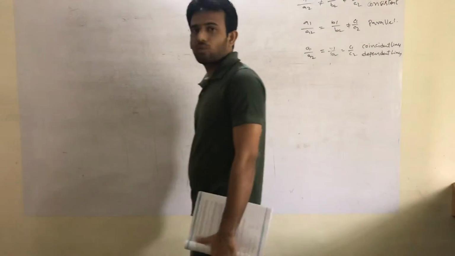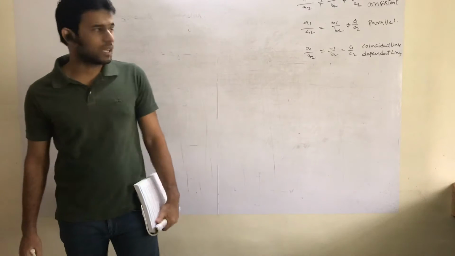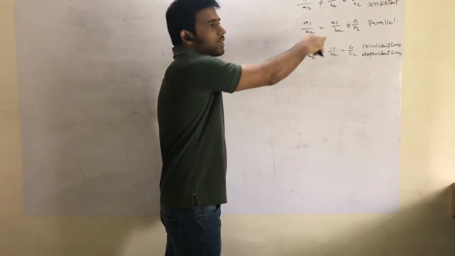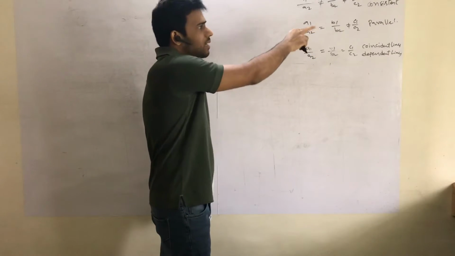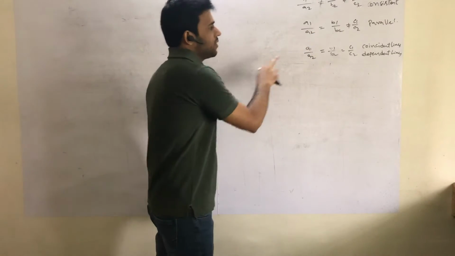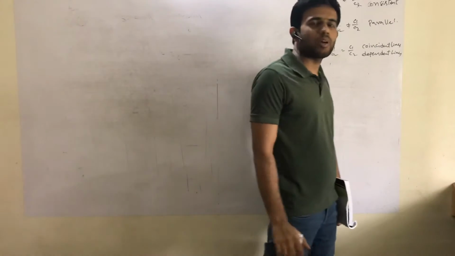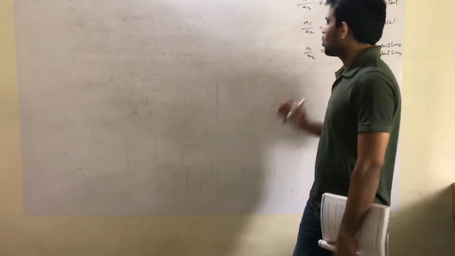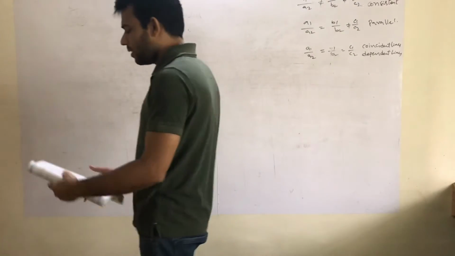If none of them are equal, then we can say they are intersecting lines. If a1 by a2 is equal to b1 by b2 but not equal to the ratio of the constants, then they are parallel lines. And if everything is equal, all the ratios, a1 by a2 equal to b1 by b2 equal to c1 by c2, then we call them coincident lines or dependent lines.